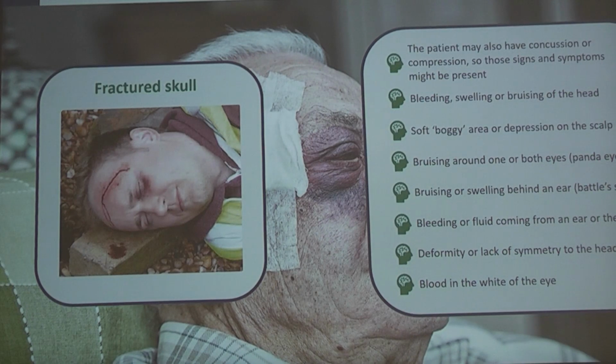And then you might look at them and notice that they've got an asymmetrical looking head, and you might see some bleeding in the eyeballs and things like that. Again, all these are signs that they have a serious head injury, but they might not always be there. So you need to be careful with them, but don't falsely reassure yourself when nothing's there.